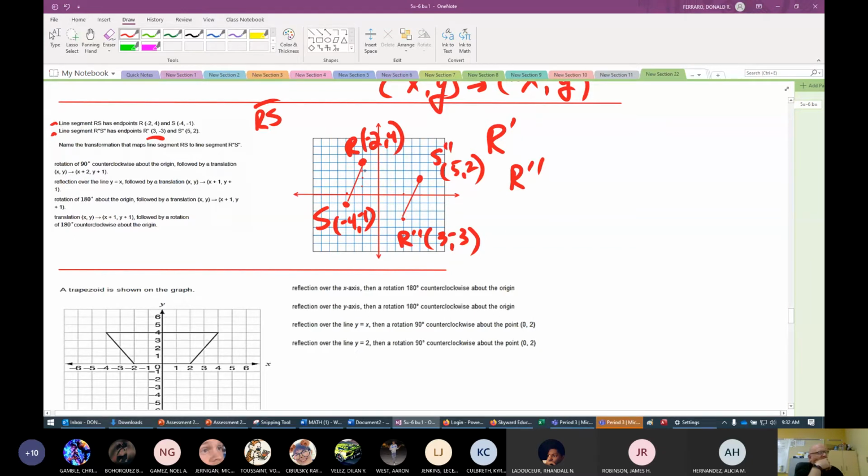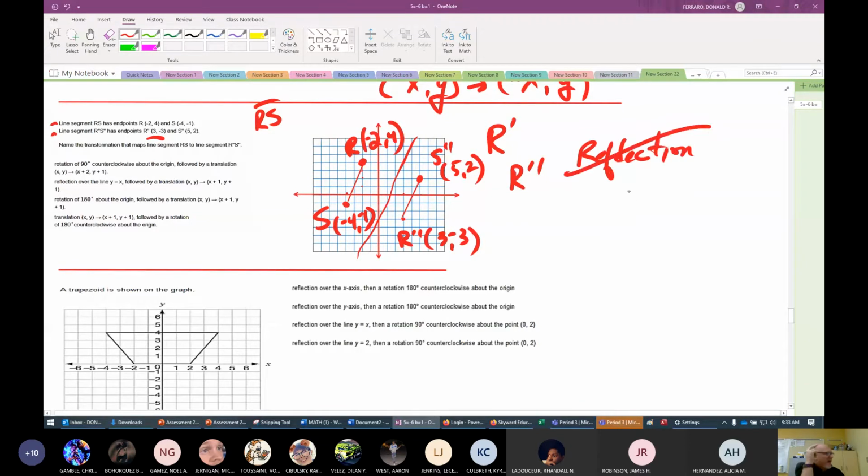So if we look at this, let me ask you this. If this was a reflection and we were just talking about a human being, and R was somebody's head, and they were reflecting in a mirror, let's say the mirror is right here, would their head be on top or the bottom? What would you say? I would say on top. It would be on top. But in this case, R double prime is on the bottom. So we know that this cannot be a reflection.